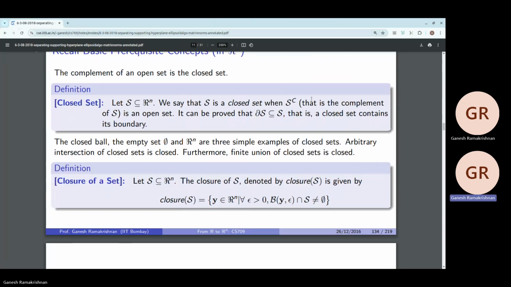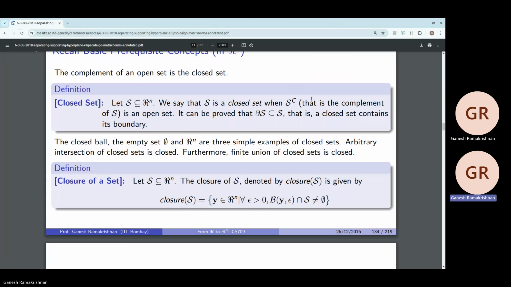So the S may not be closed. It may be open. But closure will always be closed. It's basically all the points Y, which includes points in S and points on the boundary, such that if you take any epsilon greater than 0, then the ball centered at that point, which may be in the set or in its boundary, must have a non-trivial intersection with the S.